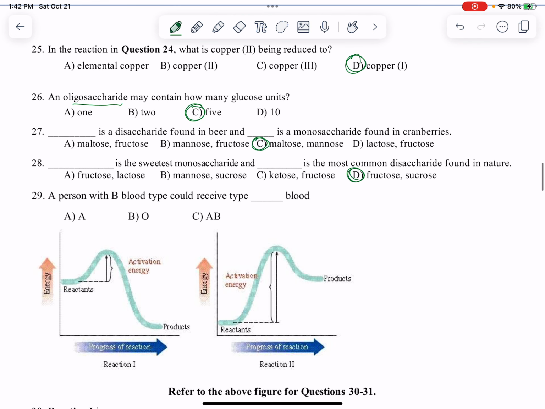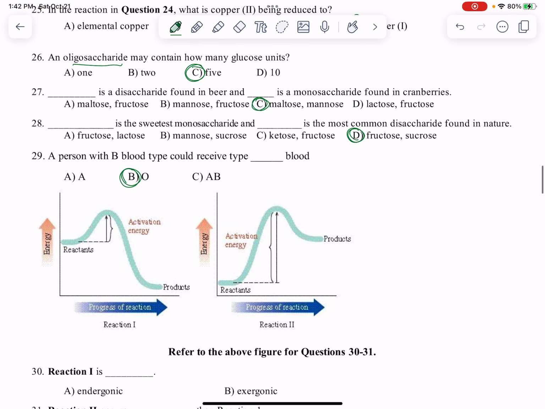29 is also a little bit of a recall. You may have more familiarity with this. A person with B-type blood could receive O, which is the universal donor.